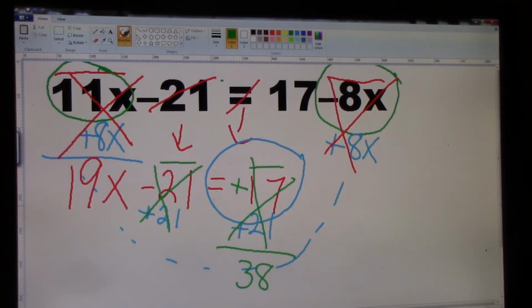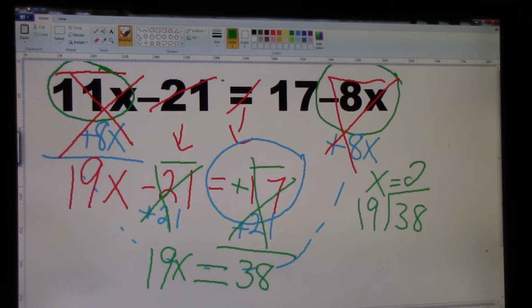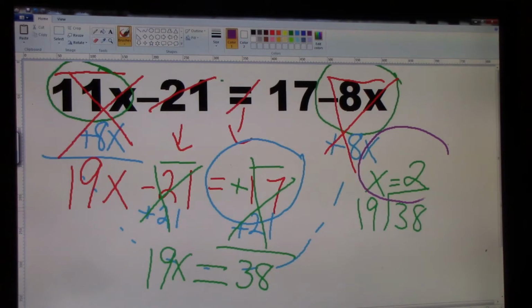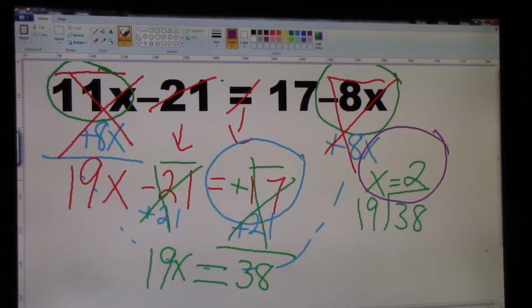What do we have left that we haven't crossed out? We bring the equal sign down, and then we bring our 19x. Now we have a division problem. 19 times something equals 38. And if you did that correctly, 19 times 2 should be 38. And that would be your final answer. So x will be equal to 2. Okay, so that's your problem solved. And as a matter of fact, we'll have some 4th and 5th graders do a check to see if x equals 2 is correct. Okay, so stay tuned.